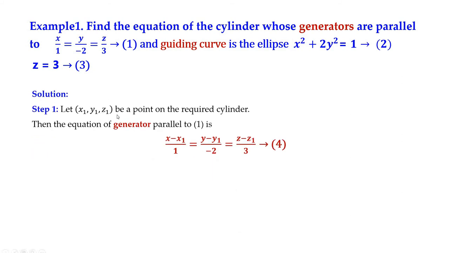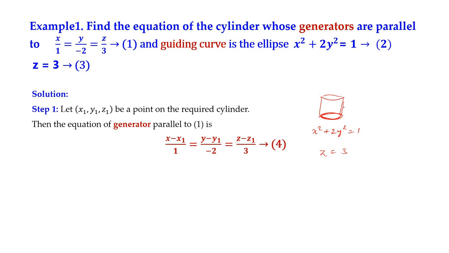We shall take x1, y1, z1 to be a point on the required cylinder. We have this cylinder whose equation needs to be determined. This is an ellipse whose equation is given by x square plus 2y square equal to 1, in the plane z equal to 3.